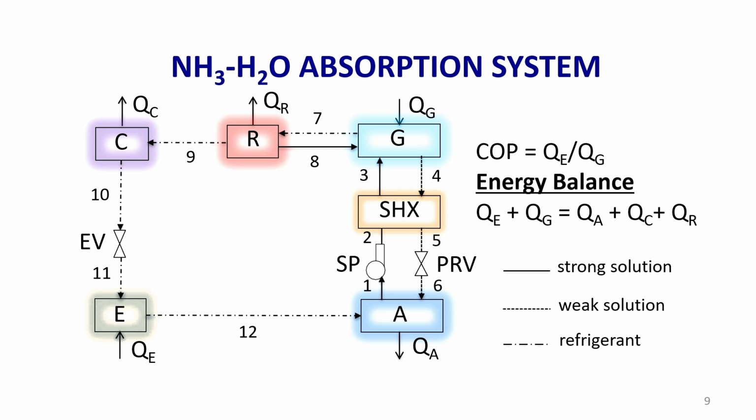So 1, 2, 3 is strong solution, 4, 5, 6 is weak solution. The strong solution is pumped from the absorber, not directly to the generator. It is pumped by the pump through a solution heat exchanger. Why is this solution heat exchanger used? It is used to preheat the pumped strong solution. The strong solution is preheated in the solution heat exchanger before it is heated further by the external heat input in the generator.